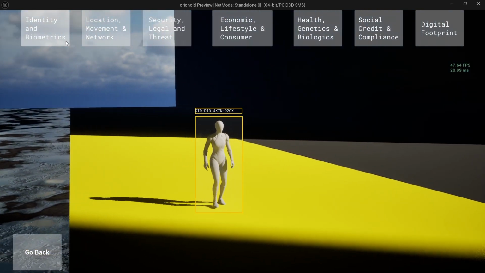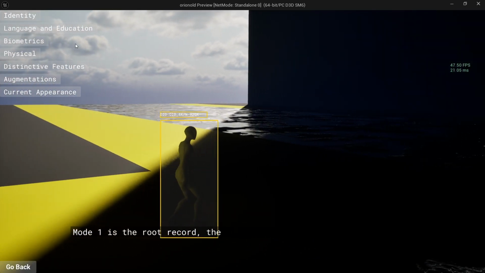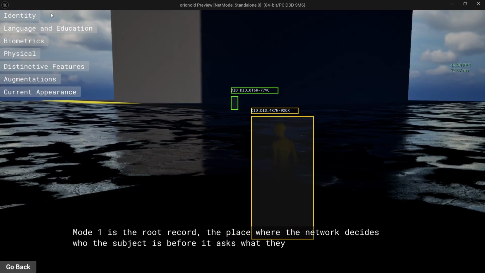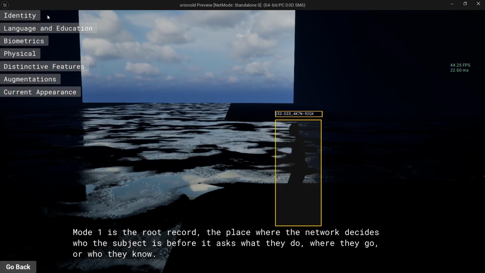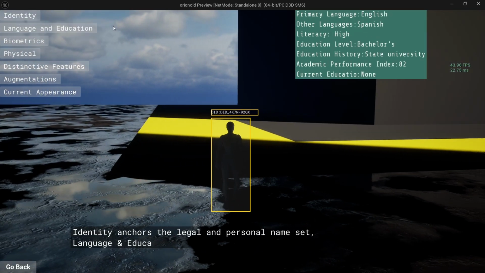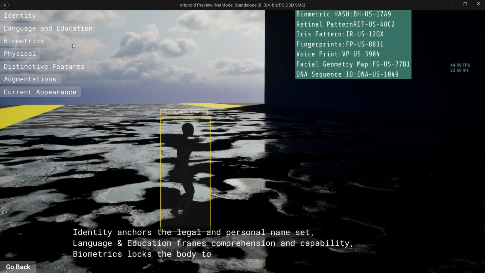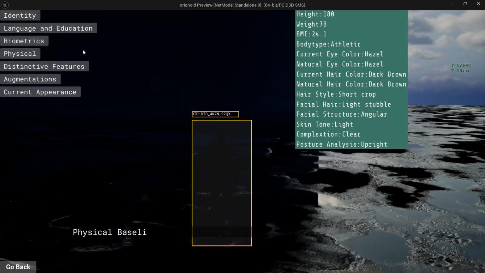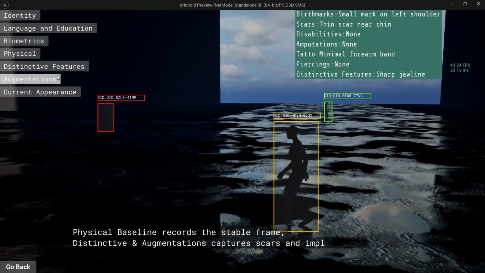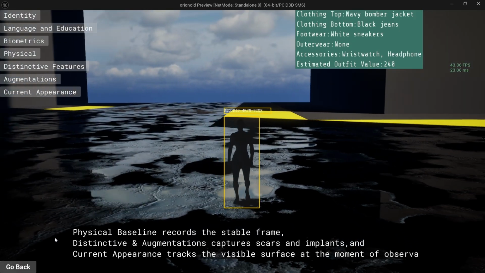Mode 1. Core Identity and Biometrics. Mode 1 is the root record, the place where the network decides who the subject is before it asks what they do, where they go, or who they know. Identity anchors the legal and personal name set. Language and education frames comprehension and capability. Biometrics locks the body to a unique trace. Physical baseline records the stable frame. Distinctive and augmentations captures scars and implants, and current appearance tracks the visible surface at the moment of observation.